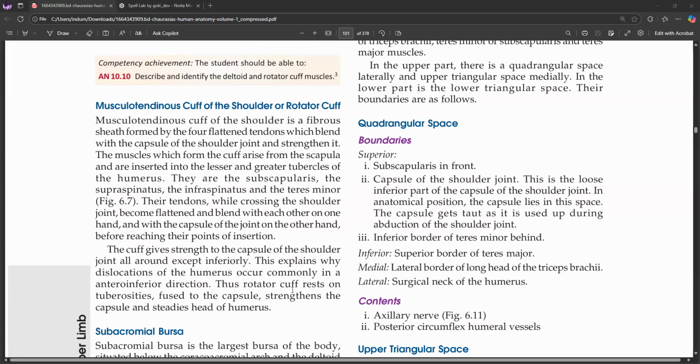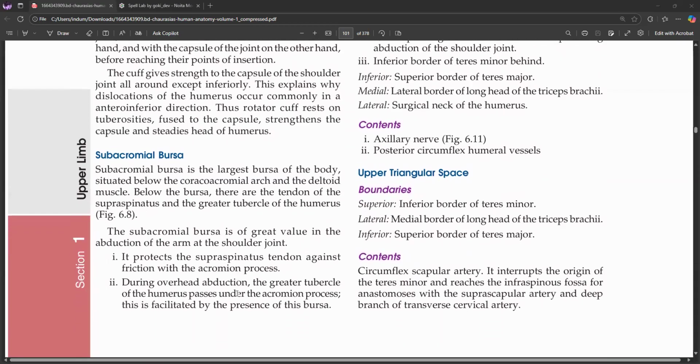Their tendons, while crossing the shoulder joint, become flattened and blend with each other on one hand and with the capsule of the joint on the other hand before reaching their points of insertion. The cuff gives strength to the capsule of the shoulder joint all around except inferiorly. This explains why dislocations of the humerus occur commonly in an anterior-inferior direction. Thus, rotator cuff rests on tuberosities, fused to the capsule, strengthens the capsule, and steadies head of humerus. Subacromial bursa.